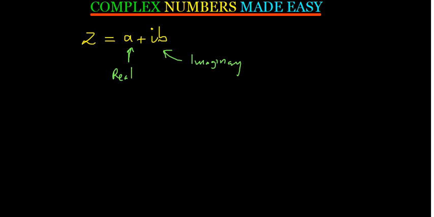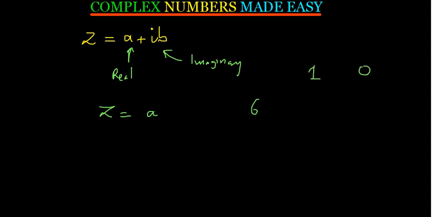So this should tell you that at times this b can be a 0, right? So when b is 0, 0 times i will give you 0, meaning that z is just going to be equal to a. a can be any number, for example, 4, 5, 6, meaning that 6 itself is a complex number, right? 1 is a complex number. 0 is a complex number.